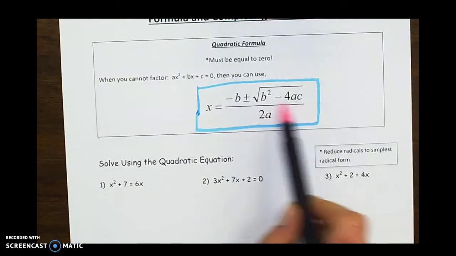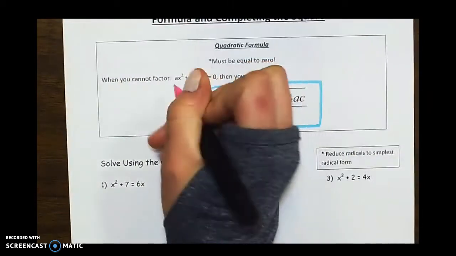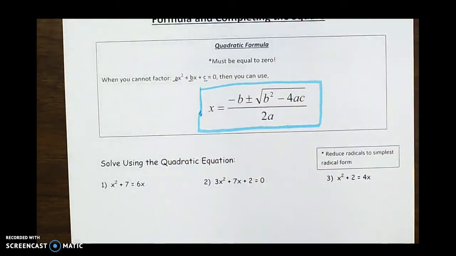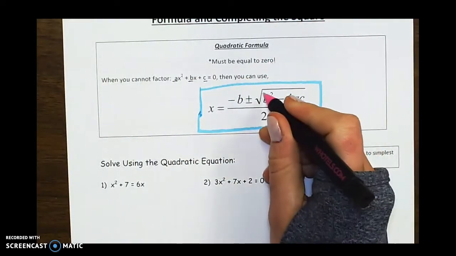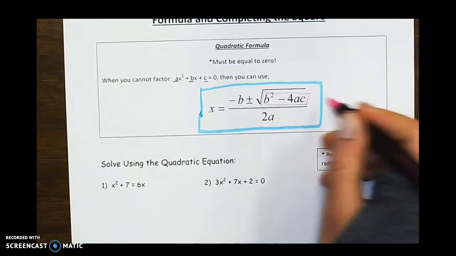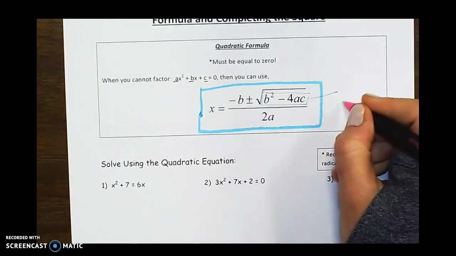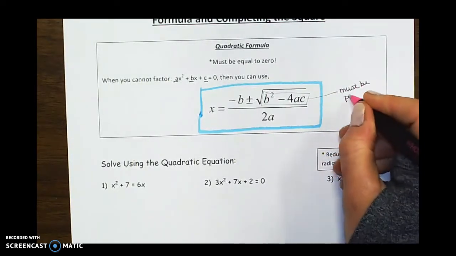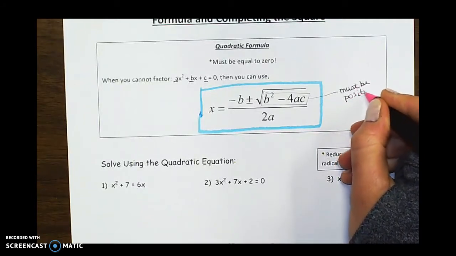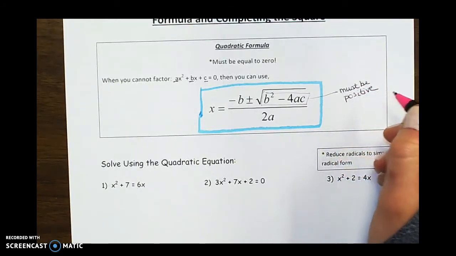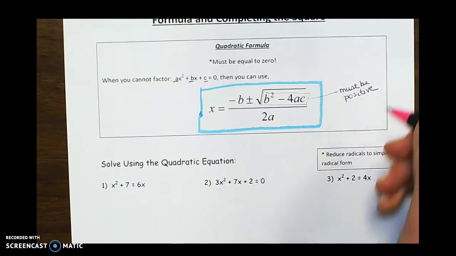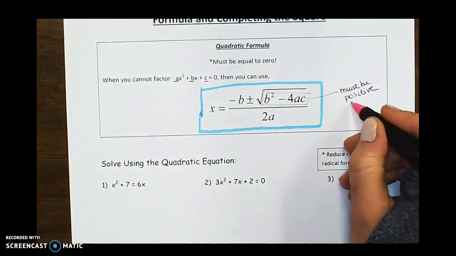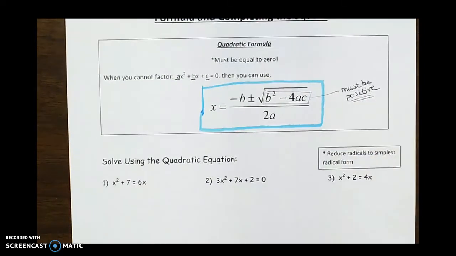So x equals negative b plus or minus the square root of b squared minus 4ac, all over 2a. Now the a, the b, and the c come right from your equation. One thing to note: this part right here underneath the square root symbol must be positive. You can't take the square root of a negative number. So if you get a negative under there, you have to go back and take a look at it, because if it's not positive, that means there are going to be no real solutions. So it must be positive.